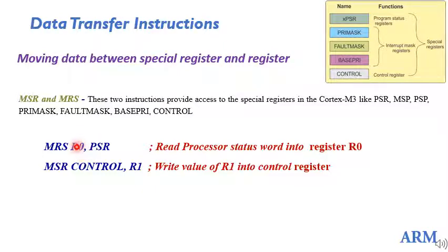The next example is MSR CONTROL, R1. As you know, in the control register only the last two bits are valid, that is bit number 1 and bit number 0. Whatever needs to be written to this register will be stored in R1, and this instruction MSR CONTROL, R1 will copy this value in R1 into the control register.